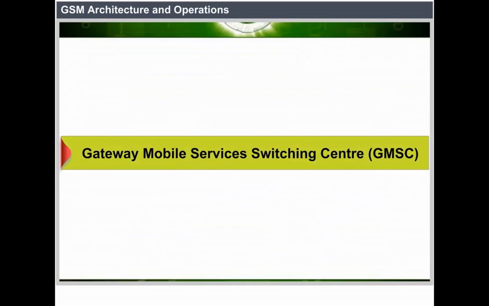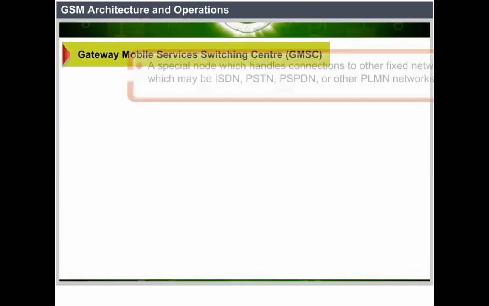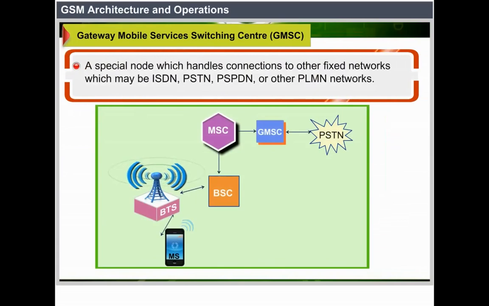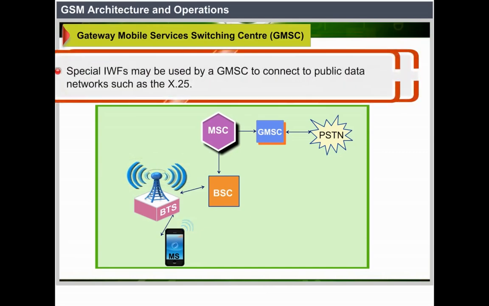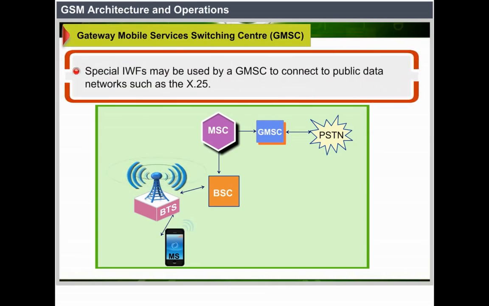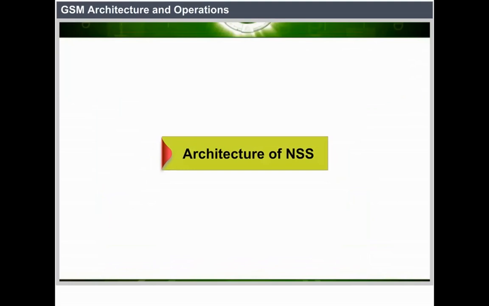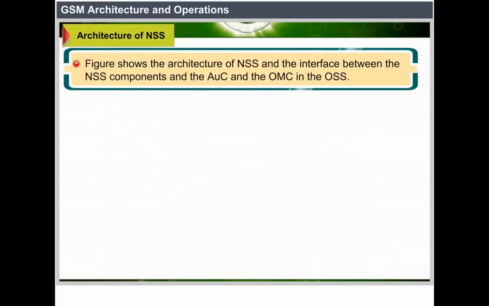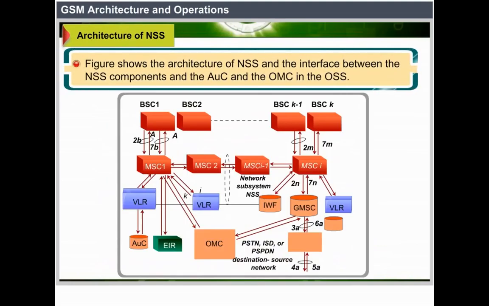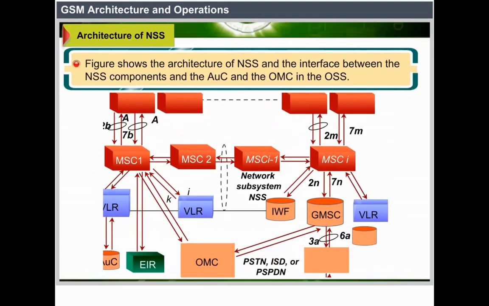Gateway Mobile Services Switching Center (GMSC), a special node which handles connections to other fixed networks. These other networks may be ISDN, PSTN, PSPDN, or other PLMN networks. Special IWFs may be used by a GMSC to connect to public data networks such as X.25. Architecture of NSS. The figure shows the architecture of NSS and the interface between the NSS components and the AUC and the OMC in the OSS.